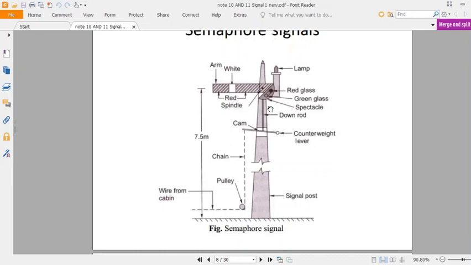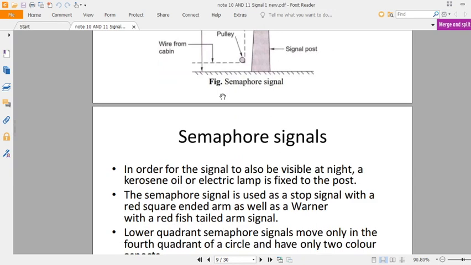So the semaphore signal is used as a stop signal with a red square-ended arm, as well as a warner signal with a red fish-tailed arm. Whenever it is used as a warner signal, instead of this rectangular shape, its shape would be fish-tail shaped.